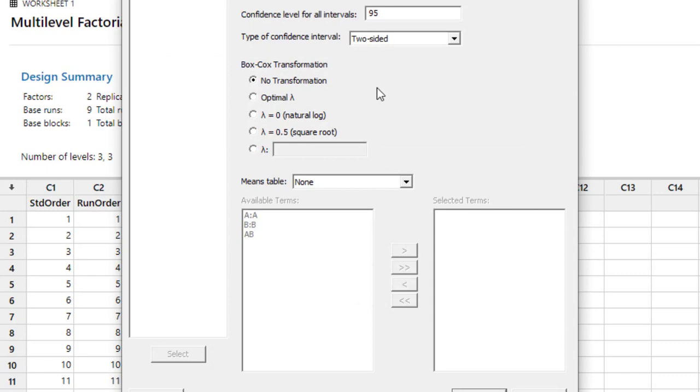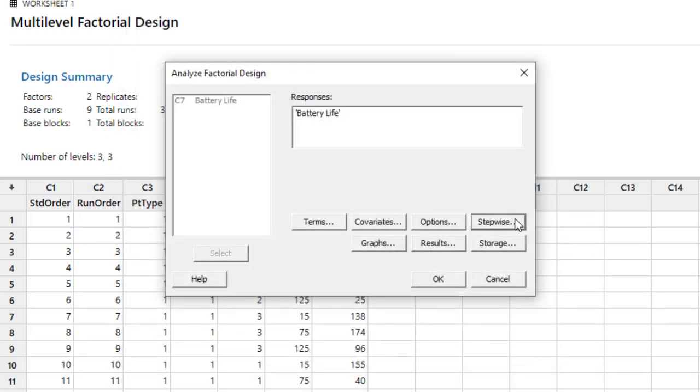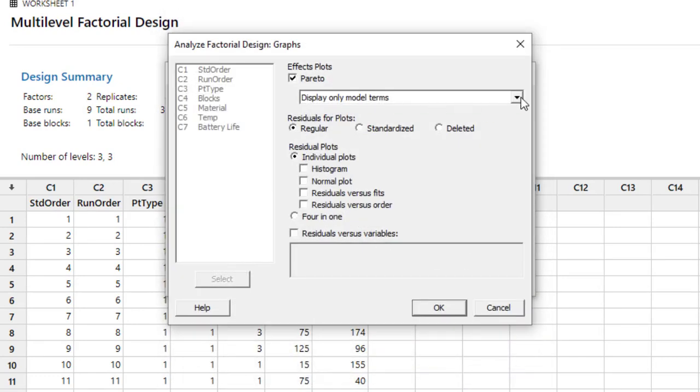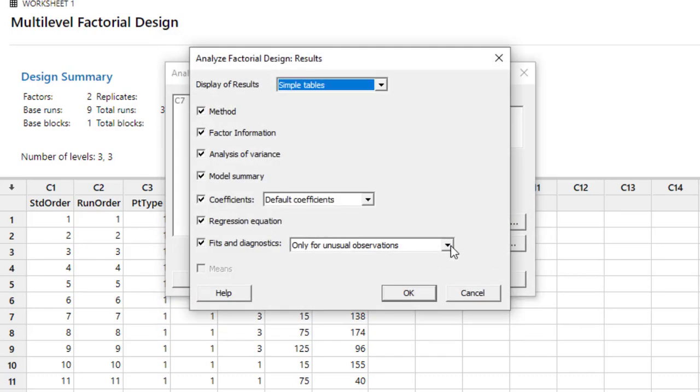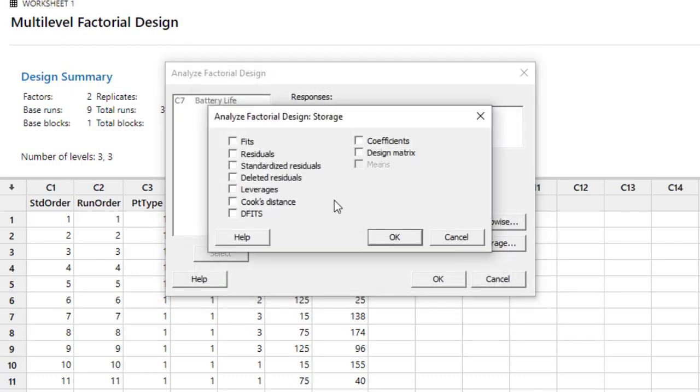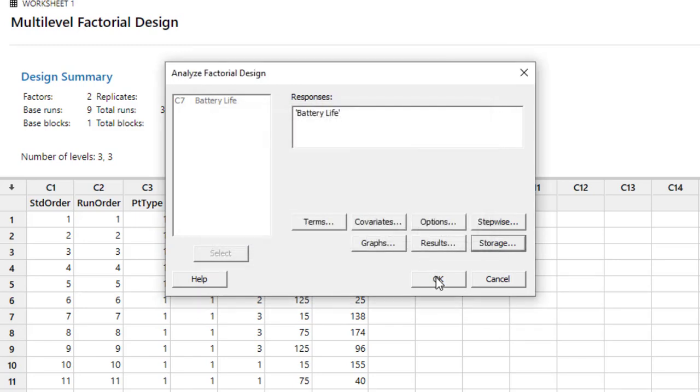If you want to change your alpha value, you can change it from here. Confidence interval for all intervals, and then stepwise, it's all okay. Graphs: I need, okay, display only model terms or display all terms. I need display all terms. Then individual plots, or you can say 4 in 1. Okay. Results, I need all these results. You can say also expanded tables. These are quite better than another one. Storage, nothing I need. Click OK.